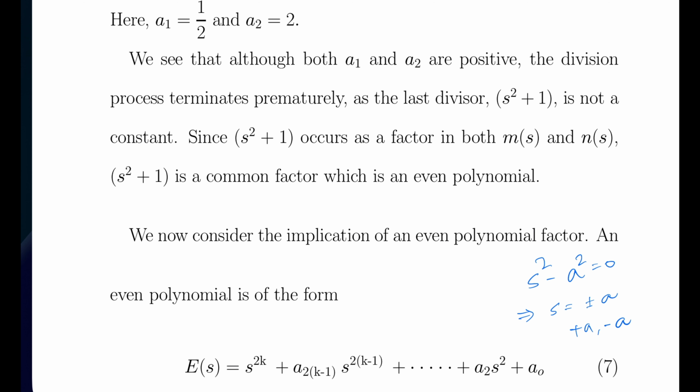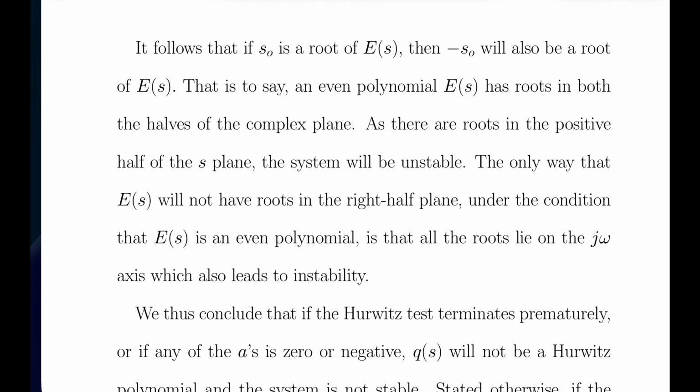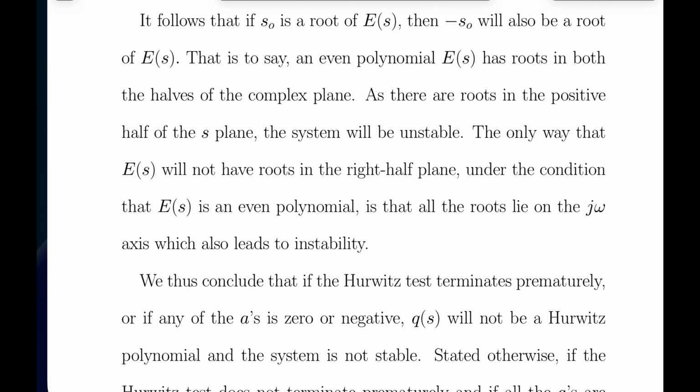Okay? It follows that if S0 is a root of ES, then minus S0 will also be a root of ES. That is to say, an even polynomial ES has roots in both the halves of the complex plane. We have seen earlier that if a polynomial has roots in the left half of the S-plane, the system is stable. And if the roots lie in the right half of the S-plane, the system is unstable.